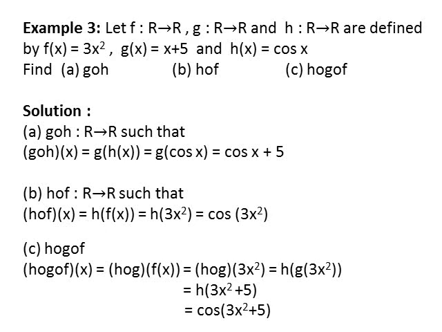As g(x) is equal to x + 5, so g(3x²) is equal to 3x² + 5. So when we put the value of g(3x²), it is equal to h(3x² + 5). As h(x) is equal to cos x, it implies that h(3x² + 5) is equal to cos(3x² + 5). So (h∘g∘f)(x) is equal to cos(3x² + 5).